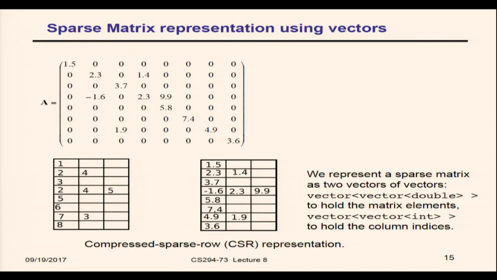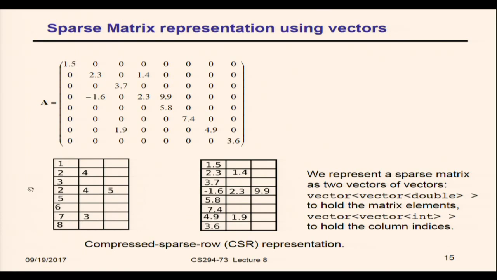So we'll use sparse matrix representations. I've already discussed this in the first lecture, but this is actually the representation we're going to use and implement. So here's my original little cartoon sparse matrix, mostly zeros and has non-zeros. How do I represent that? Well, the representation we're going to use is the so-called CSR, compressed sparse row representation. We represent a sparse matrix as 2 vectors of vectors. One of them holds the matrix elements, and the other holds the column indices.